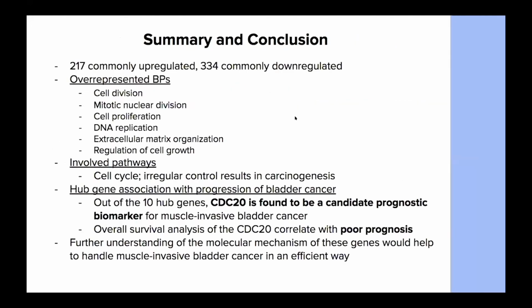So as a summary and conclusion, my differentially expressed genes showed that 217 were commonly upregulated, while 334 were commonly downregulated from both datasets acquired from GEO. Then the gene ontology showed us these overrepresented biological processes, all of which had some degree of association with carcinogenesis, as you can see here.